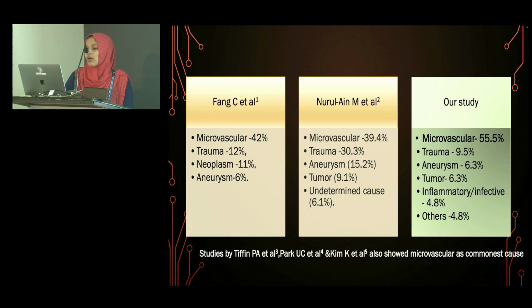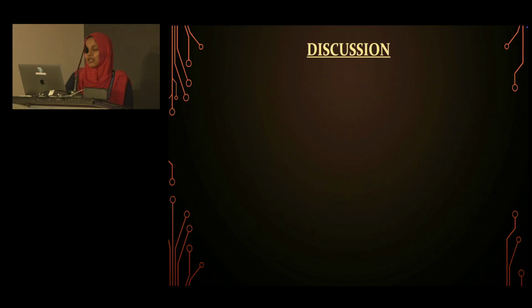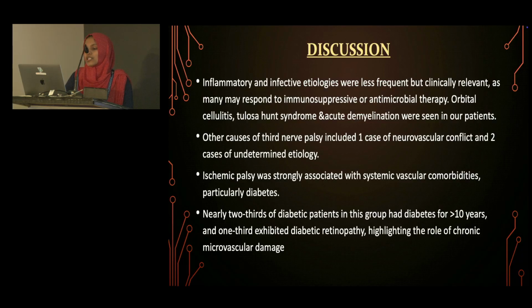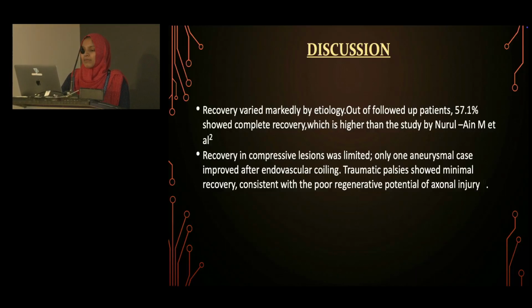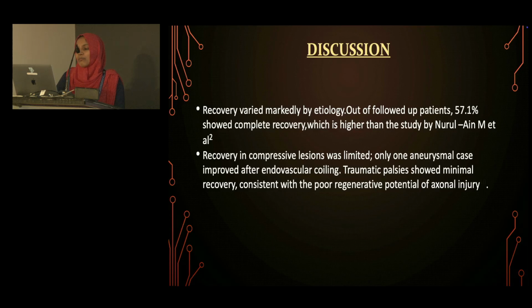In our study, the most common cause was microvascular, followed by trauma, then aneurysm, tumor, then inflammatory or infective, and others. This order was similar to the studies conducted by Fancy et al. and Noorulainen et al. Inflammatory and infective etiologies were less frequent but clinically relevant. Ischemic palsy was strongly associated with systemic vascular comorbidities, particularly diabetes. Nearly two-thirds of diabetic patients in this group had diabetes for more than 10 years, and one-third exhibited diabetic retinopathy. Recovery varied markedly by etiology, and out of followed-up patients, 57.1% showed complete recovery. Recovery in compressive lesions was limited.